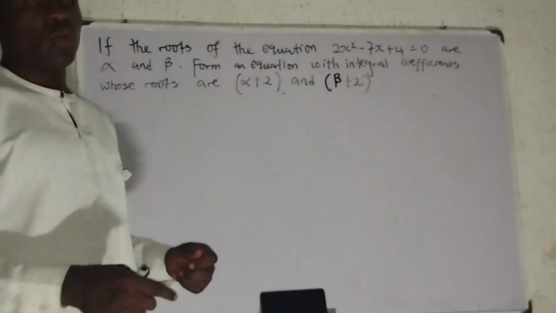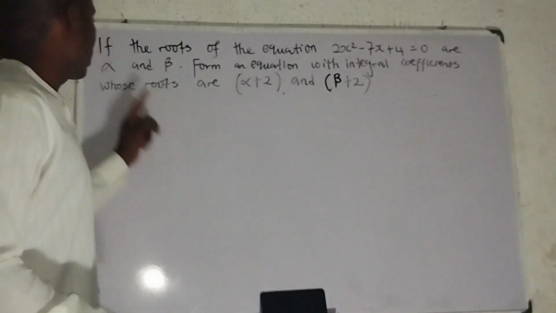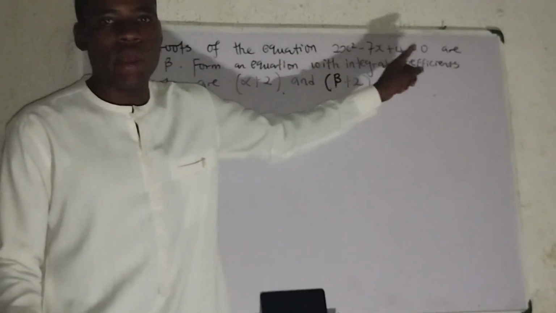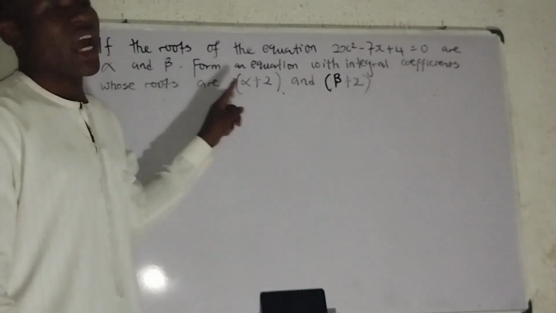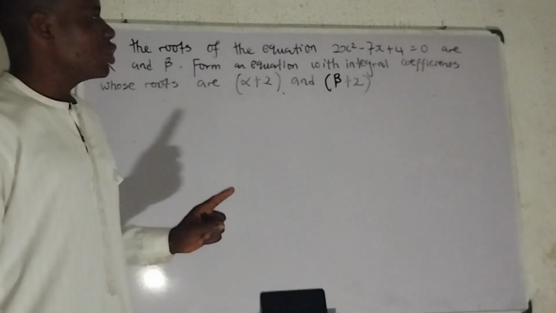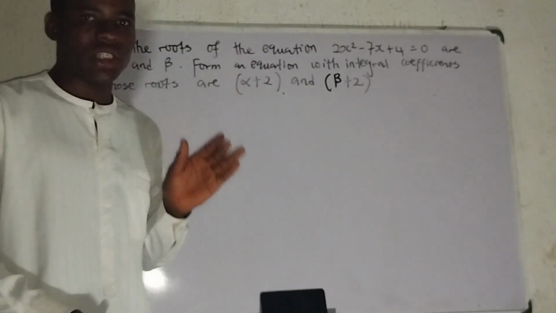If the roots of the equation 2x squared minus 7x plus 4 equals 0 are alpha and beta, we have to form an equation with integral coefficients whose roots are alpha plus 2 and beta plus 2. So the first thing we are going to do is express this equation in the standard form of a quadratic equation.